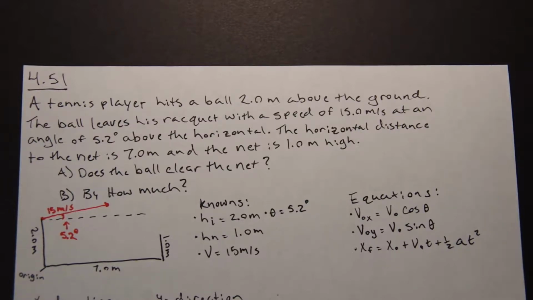So the answer to A is pretty self-explanatory because without it we wouldn't have an answer B. So we can rule that one out and just go ahead and start with working on proving how much he's going to clear it by.